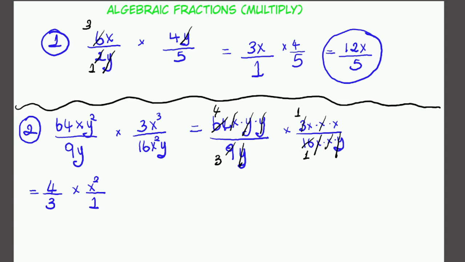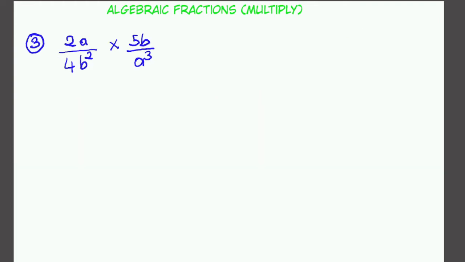Since there's nothing else for us to cancel, we're going to go ahead and multiply. And our answer is 4x squared over 3. 4 times x squared gives us 4x squared, and 3 times 1 gives us 3, leaving our answer at 4x squared over 3. Example number 3, 2a over 4b squared times 5b over 3a.